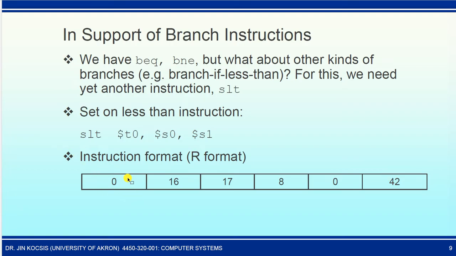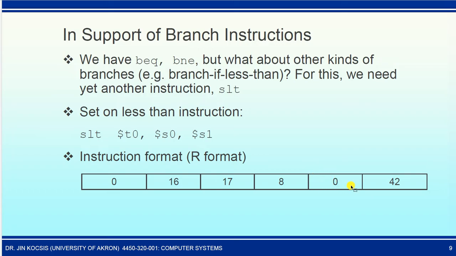So the first segment is supposed to be 0, because as long as this instruction is R format, I use 0 to represent the operation code. The last segment, which is the function code, I use 42 to represent this operation, set on less than.